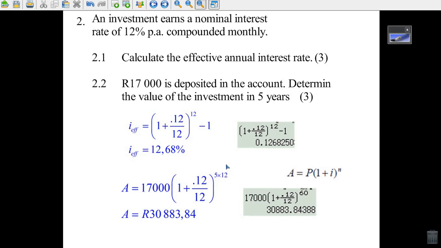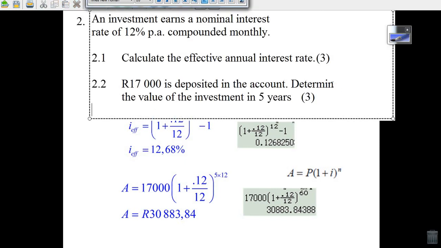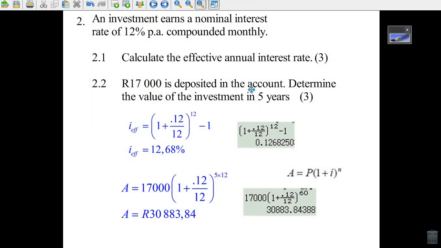That's the first question. The next question is, 17,000 is deposited in an account. Determine the value of the investment in 5 years. So what you do is you take 17,000. It's still just the basic. You start with to figure out how much money you're going to end up with. You take the money you invest. That's P. That's why you put it in where 17,000 goes. And it's 1 plus i.